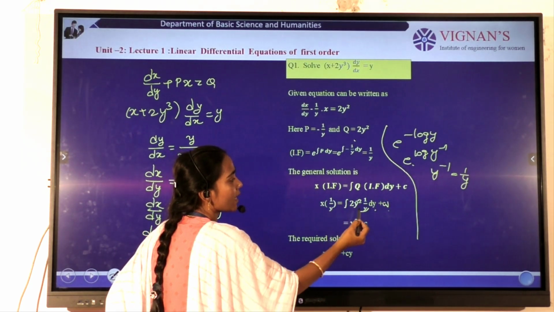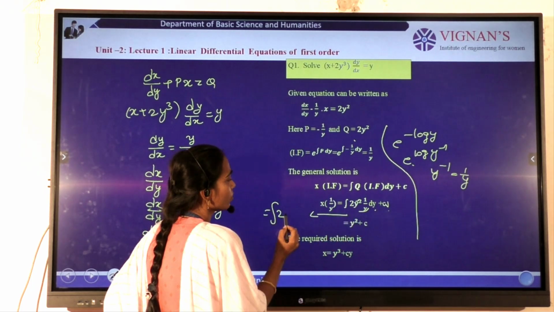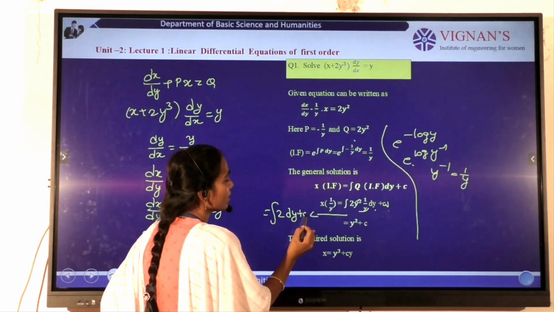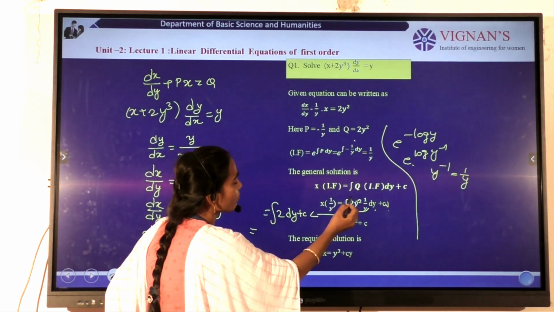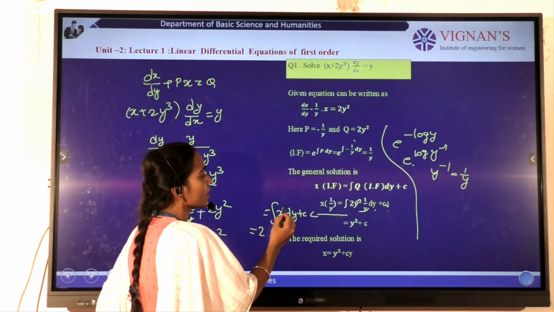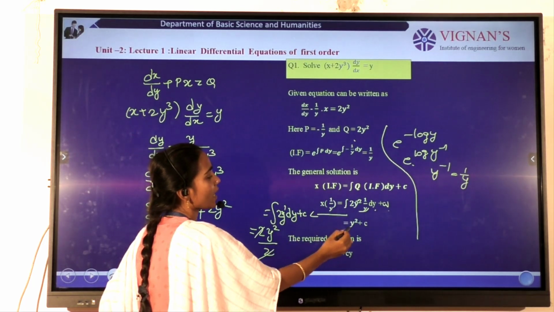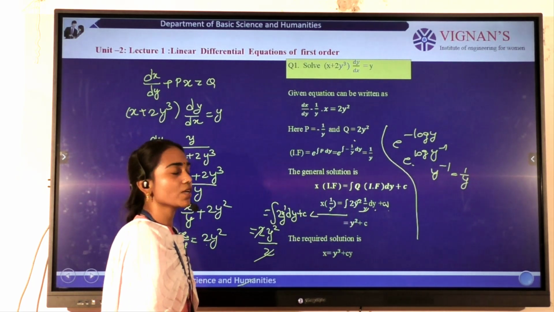When y and y cancel, we have integral 2 dy plus c. So when y and y cancel, we have integral 2y dy plus c. What is the integral of y power 1? It is y square by 2. When 2 and 2 cancel, we have y square plus c. This is our general solution.